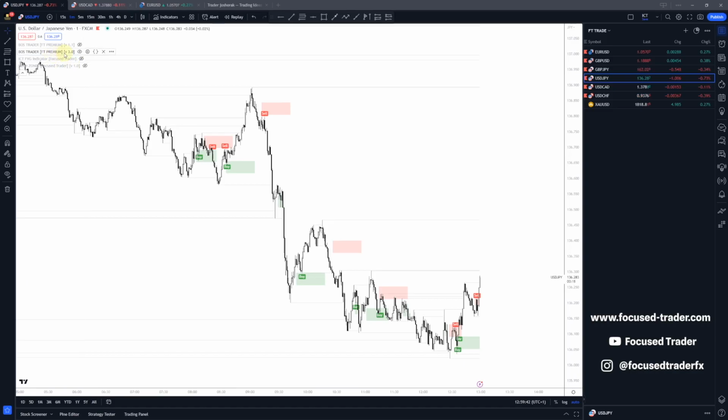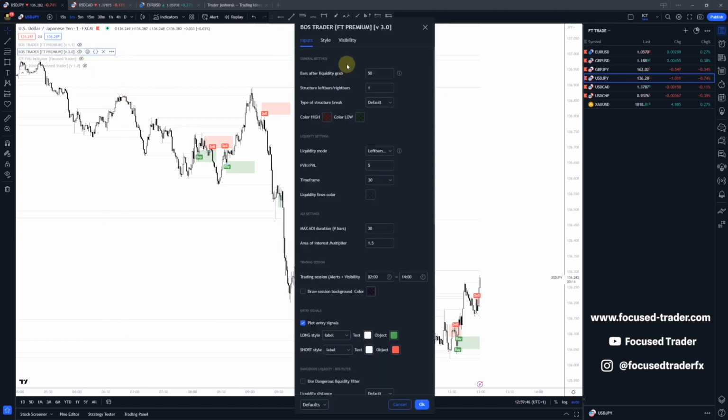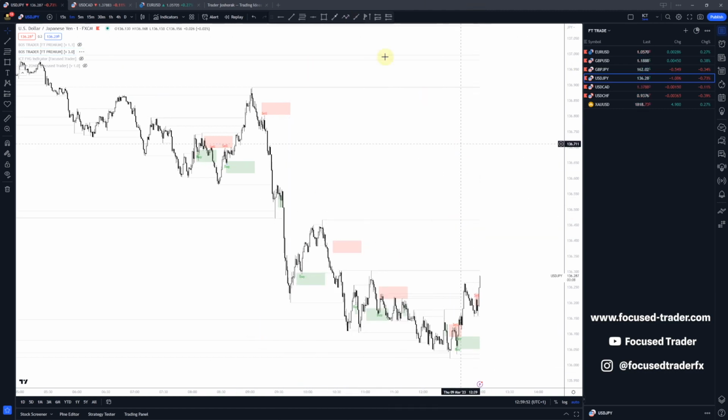We are currently using the Boss Trader indicator. And at the beginning, let me just show you how I work with Boss Trader. So I will go to defaults and click reset settings. And this is the default way you will see the Boss indicator.